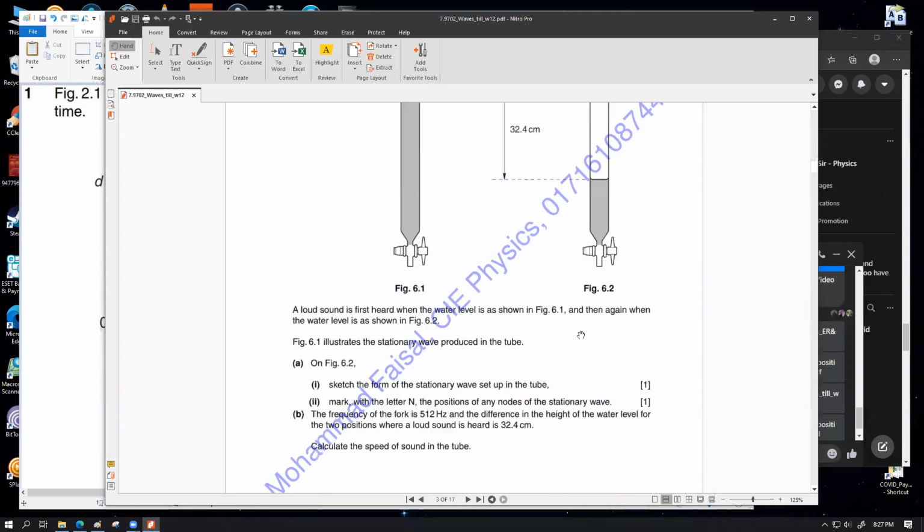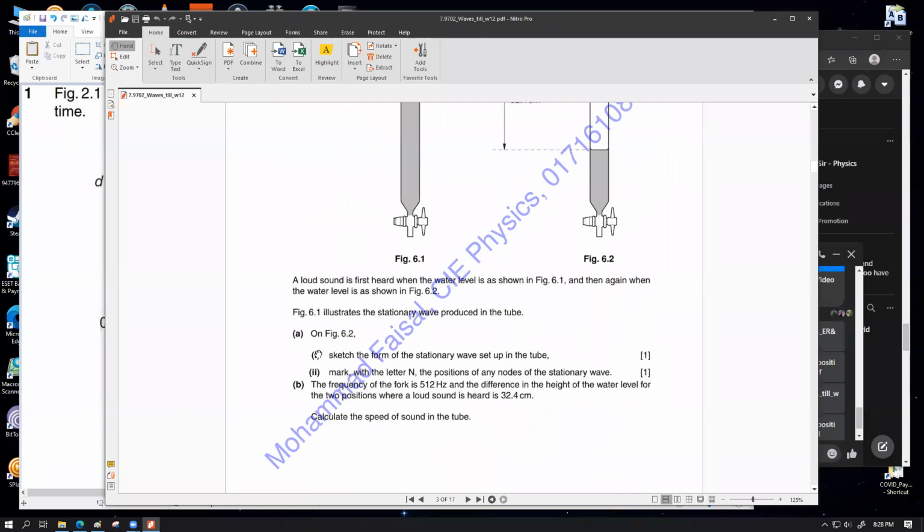In this case, I believe they have asked us to draw the stationary wave. Yes, this is the important bit. On figure 6.1, sketch the form of the stationary wave set up in the tube. Mark with the letter N the position of any nodes on the stationary wave. The frequency of the fork is given, and the difference in the height of the water level for the two resonances is 32.24 centimeters. Calculate the speed of sound in the tube.